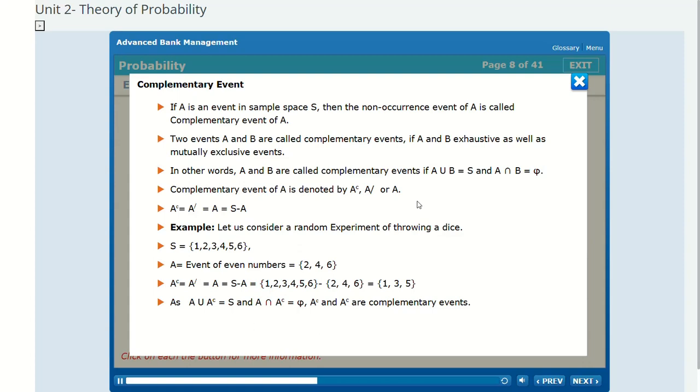Example: let us consider a random experiment of throwing a dice. S equals {1, 2, 3, 4, 5, 6}. A equals the event of even numbers equals {2, 4, 6}. A complement equals S minus A equals {1, 2, 3, 4, 5, 6} minus {2, 4, 6} equals {1, 3, 5}. As A union A complement equals S and A intersection A complement equals phi, A and A complement are complementary events.